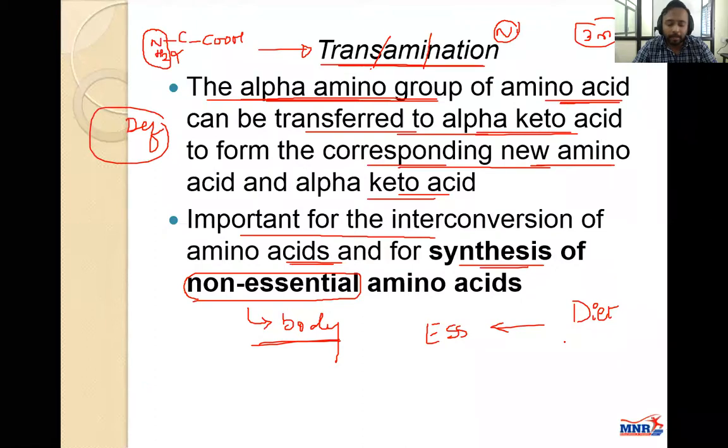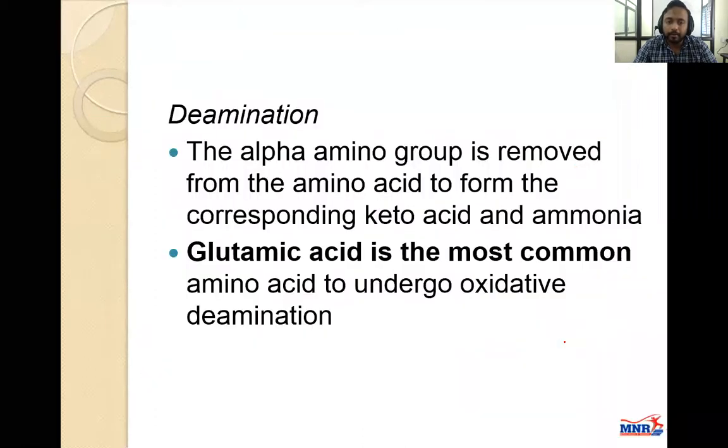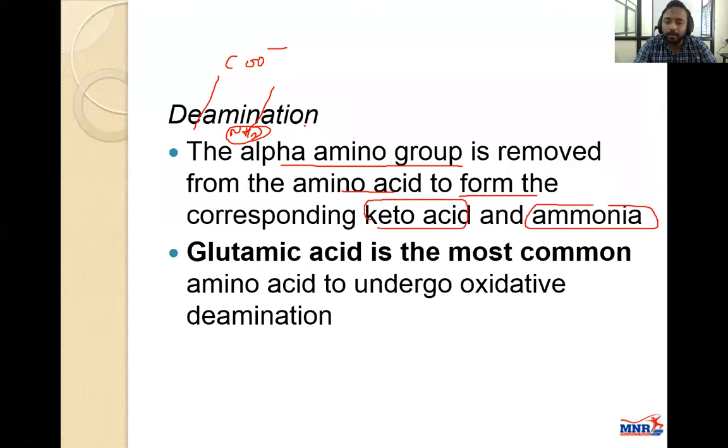What is the transamination reaction? There is one more set of reactions called deamination reaction. Previously it was a transfer. Here you are removing completely. As in the case of decarboxylation reactions, where you are removing the COO, here you are removing the NH2. The amino group is removed. Deamination reaction: the alpha amino group is removed from the amino acid to form the corresponding keto acid and ammonia. NH2 is released as ammonia here. That is the deamination reaction.